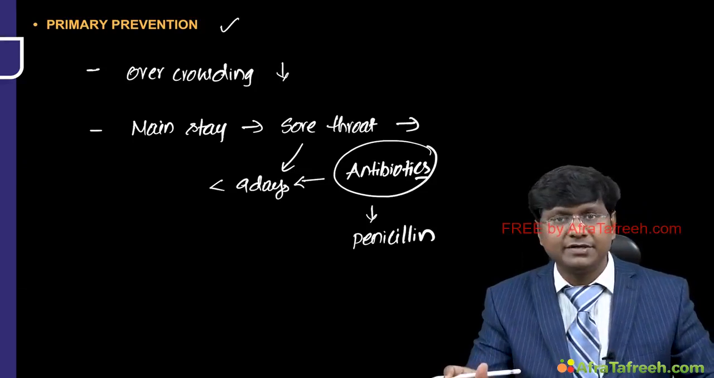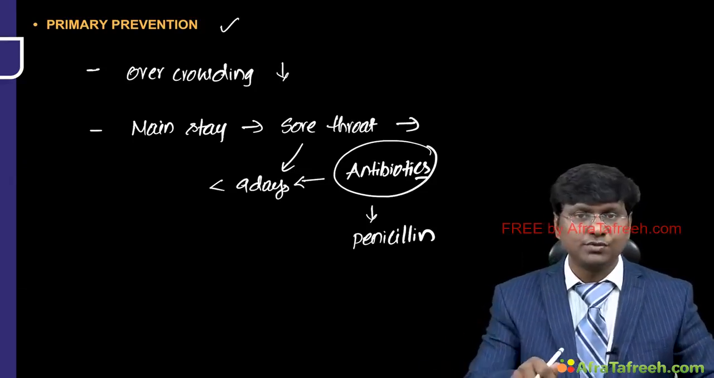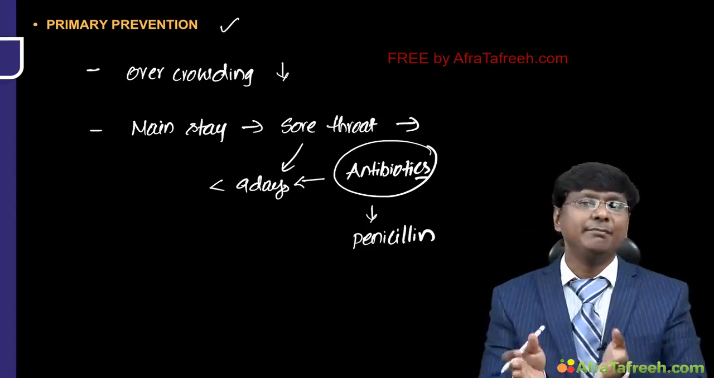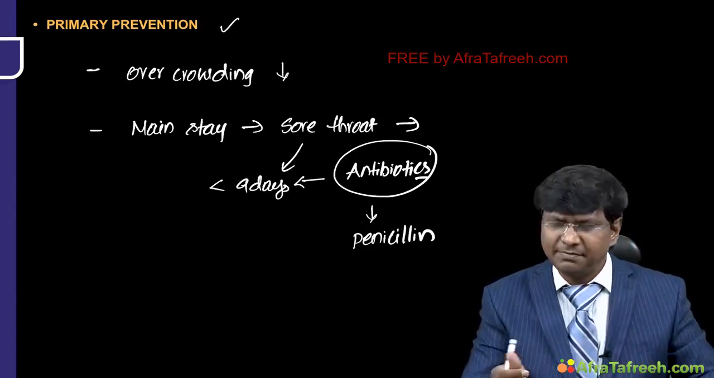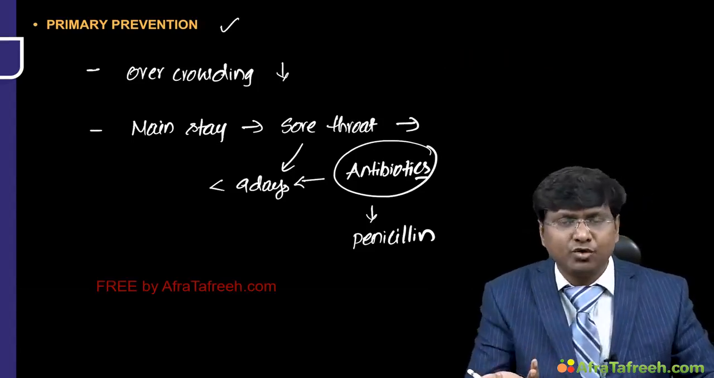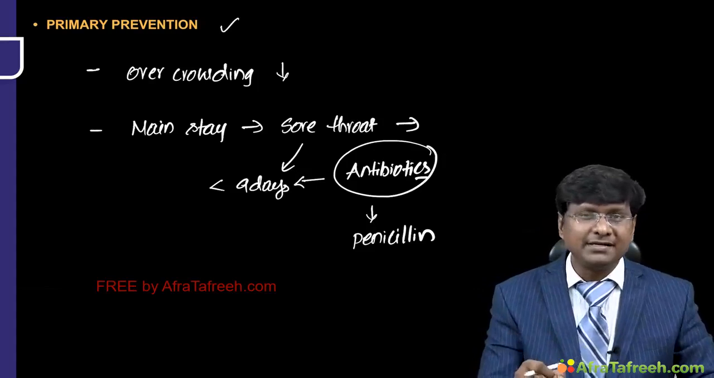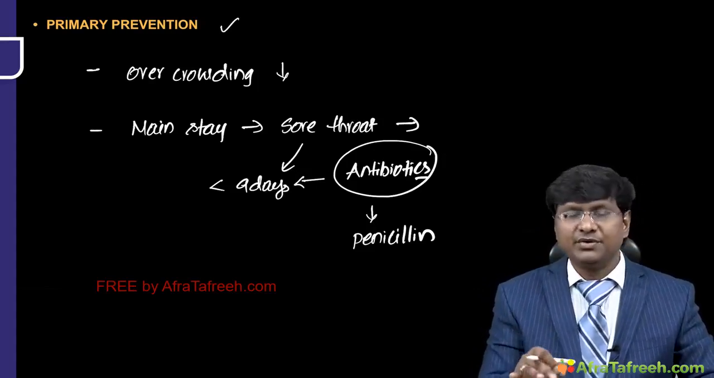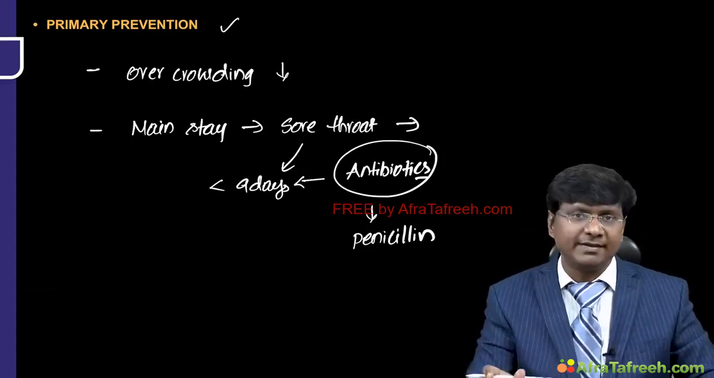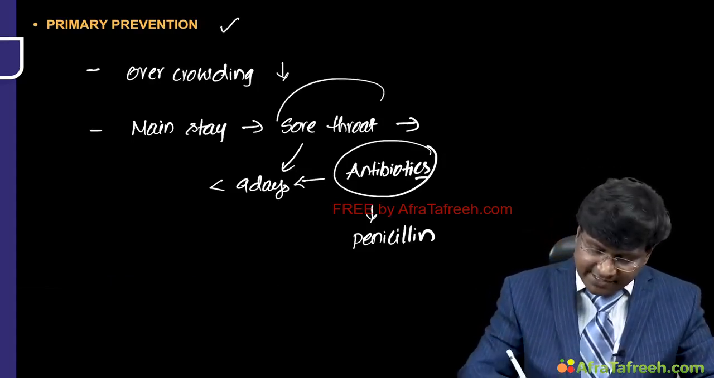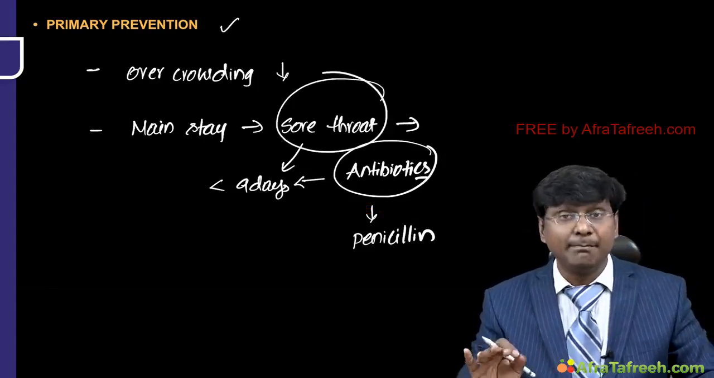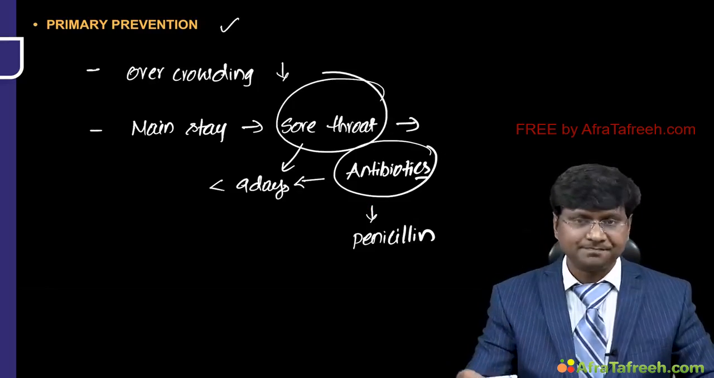What you have to remember is that when you give this full course of antibiotics to all individuals who have developed a sore throat, there is a chance of overtreating many cases, because the sore throat may not be due to group A beta hemolytic streptococcus. But treating the sore throat with a full course of antibiotics is the mainstay of primary prevention.